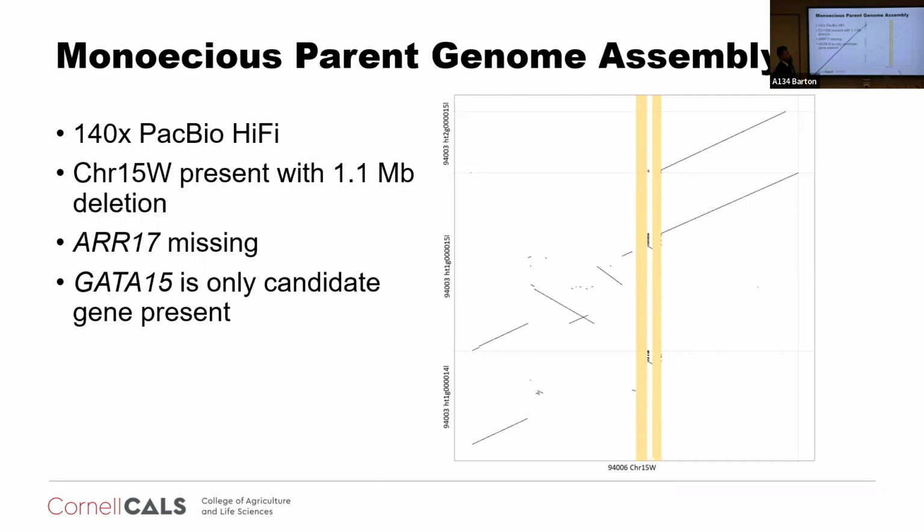And then our chromosome 15Z in the monoecious parent was assembled into these two contigs. So you'll see where you don't see mapping from the Z contigs. This is the sex determination region. And then highlighted in yellow here, this is actually that 1.1 megabase deletion. So we see that this region is not present in any of our chromosome 15 contigs in the monoecious parent, but it is in our female reference. So this large deletion is disrupting AR17, but GATA15 is the only one of those candidate genes that's still present. And so that tells us GATA15 might have a role in sex determination.